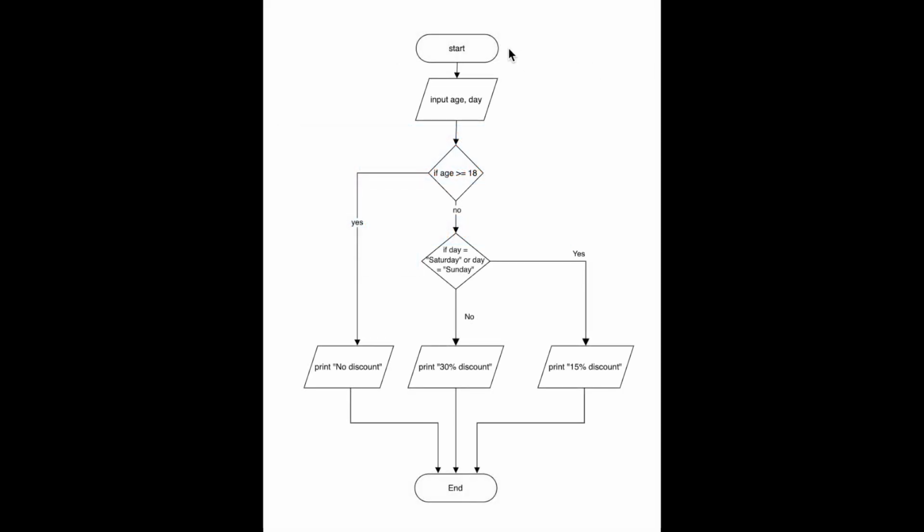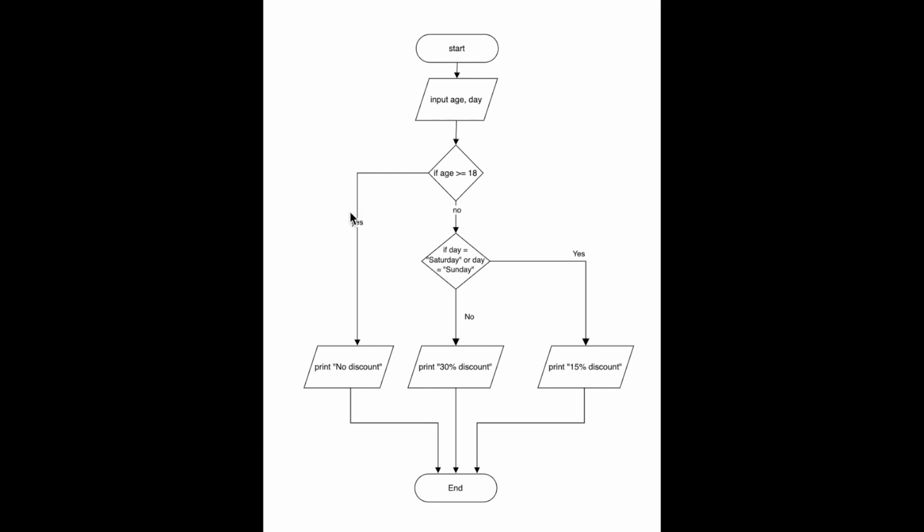We have our start symbol, and then we have our input symbol. It's very important that we use the right symbols in flowcharting. Notice that the flowchart is asking us to input both the age and the day within a singular input symbol. That's acceptable and adds to simplification of the flowchart. We then have our decision symbol, and the question it's asking us is if the age is greater than or equal to 18, then we follow this route down here.